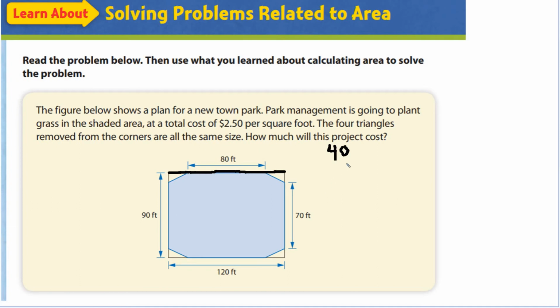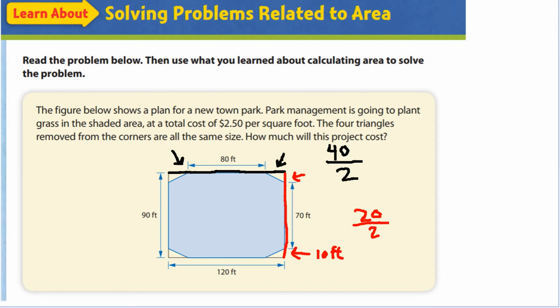And the reason you find half of this, divide by 2, is because there's two sides. 1, 2. Okay, and then they did the same thing to these bases, or you can call them heights. 90 minus 70 is 20. But then you divide by 2 because, again, there's two sides. 1, 2. So each side here will be 10 feet, right?